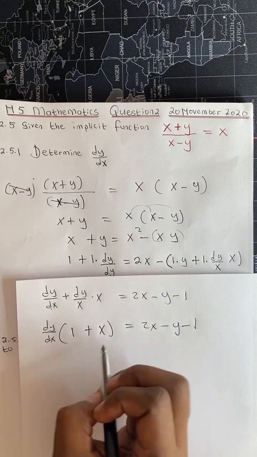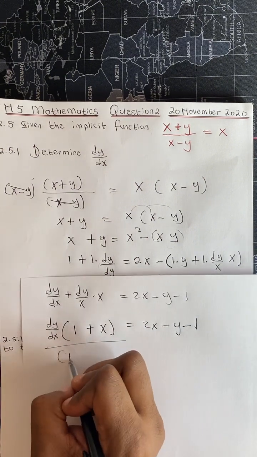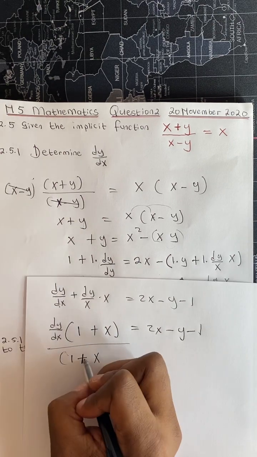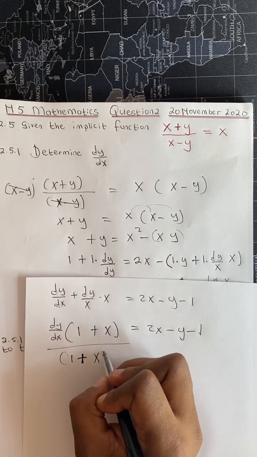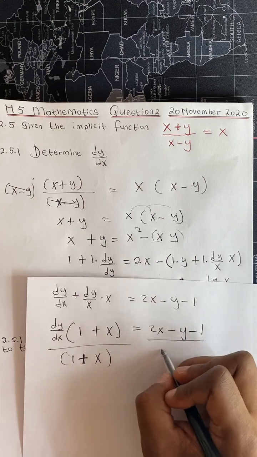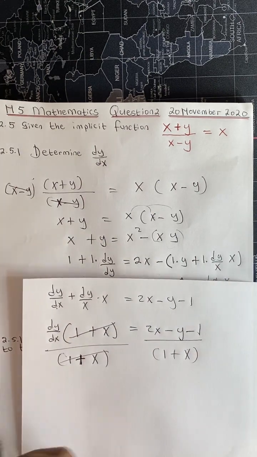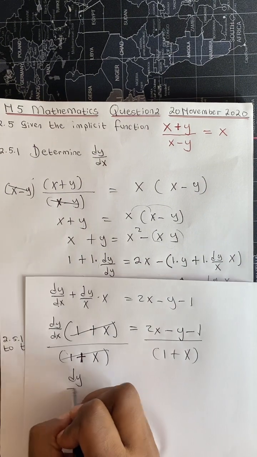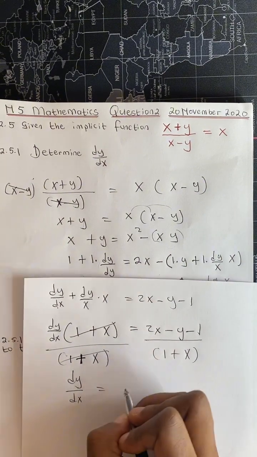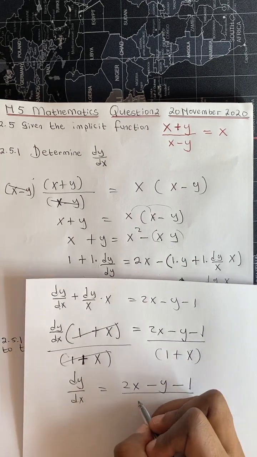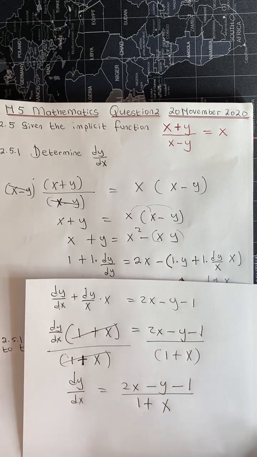So since we are looking for dy over dx, we divide the equation by 1 plus x, so that 1 plus x will cancel out with that 1 plus x, and we'll have dy over dx is equal to 2x minus y minus 1 over 1 plus x.